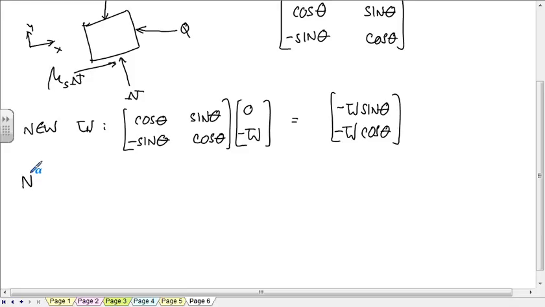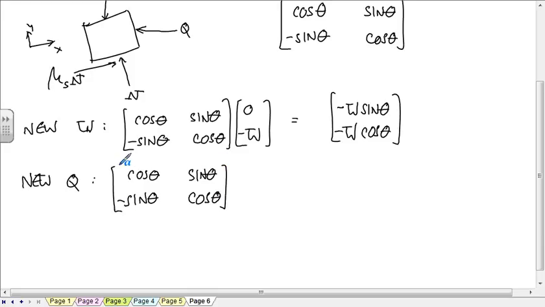And then the new Q is the rotation matrix times, in the unrotated coordinate system, Q now is negative Q0, you know, that Q vector. And so you get negative Q cosine theta, positive Q sine theta.